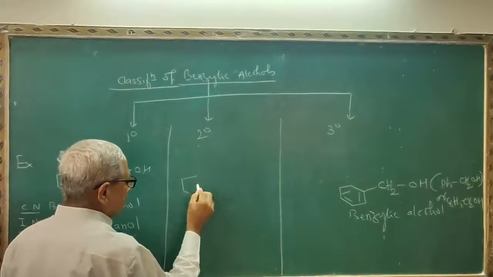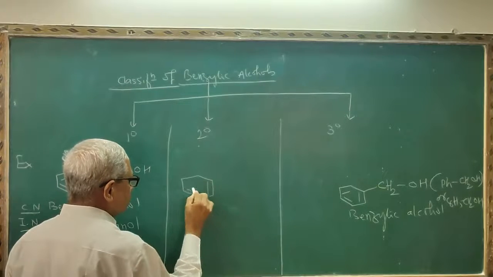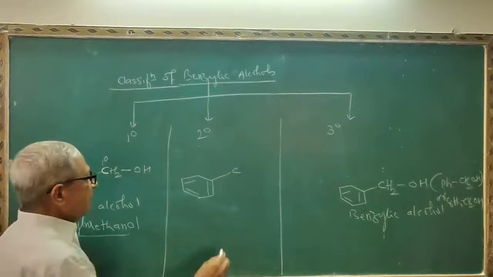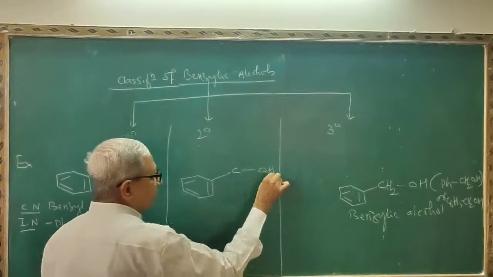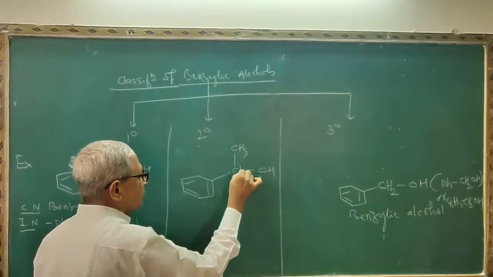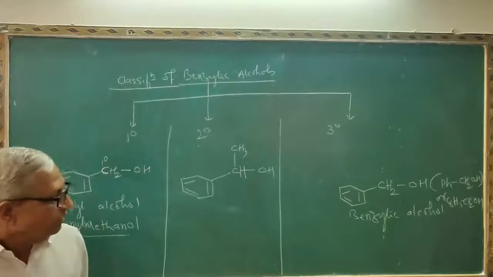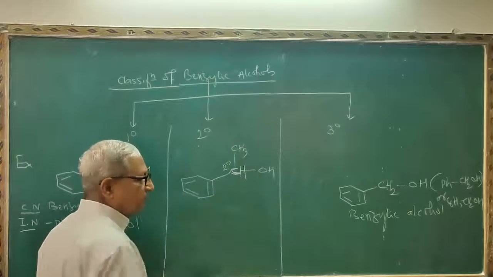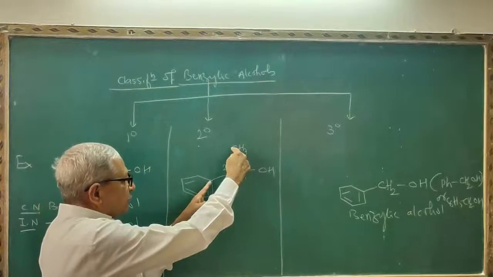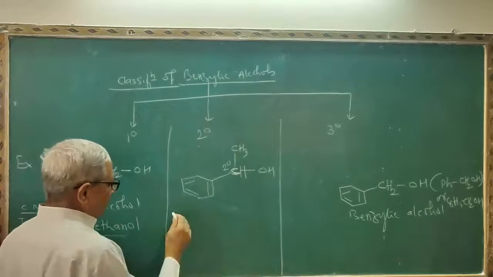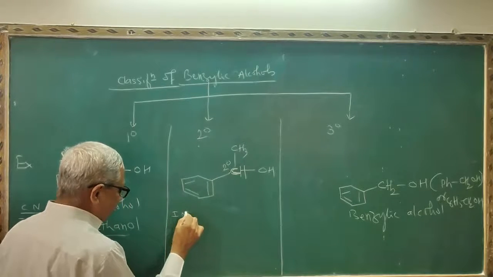Now see the example of the secondary benzylic alcohol. This is the structure of benzene. This is your benzylic carbon. Then we can write here OH, benzylic alcohol. We want secondary here, so attach one methyl group and one hydrogen atom. So what is the type of this carbon atom? The type of this carbon atom is secondary because it is attached to two other carbon atoms.